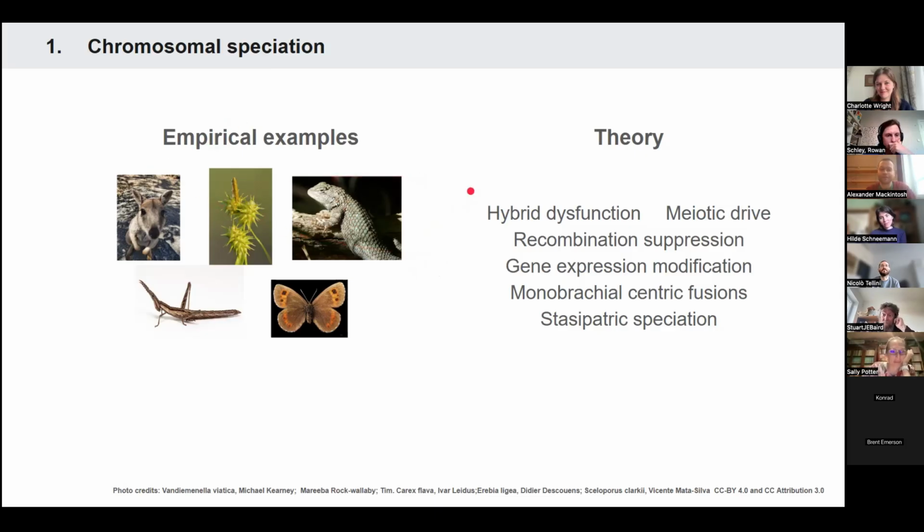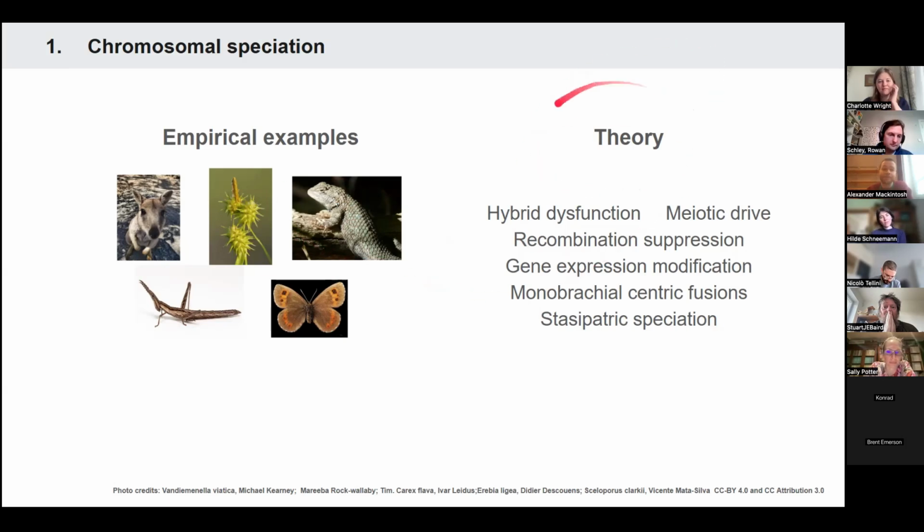Over the last maybe century, we've collected actually quite many examples of natural systems where we think that chromosomal rearrangements are contributing to speciation. And the strength of evidence in these different systems varies quite much. In some cases, we just speculate that this might be happening. In other cases, we now know quite much about what might be going on.